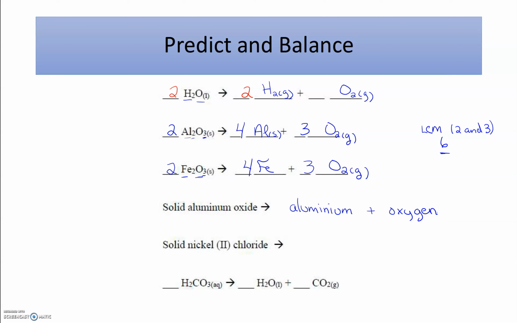Now, if I want to balance this guy, I need to write out what his formula is. So aluminum makes the 3 positive cation, oxygen makes the 2 negative. If we do a crisscross, that means I'm going to need 2 aluminum and 3 of the oxygen.